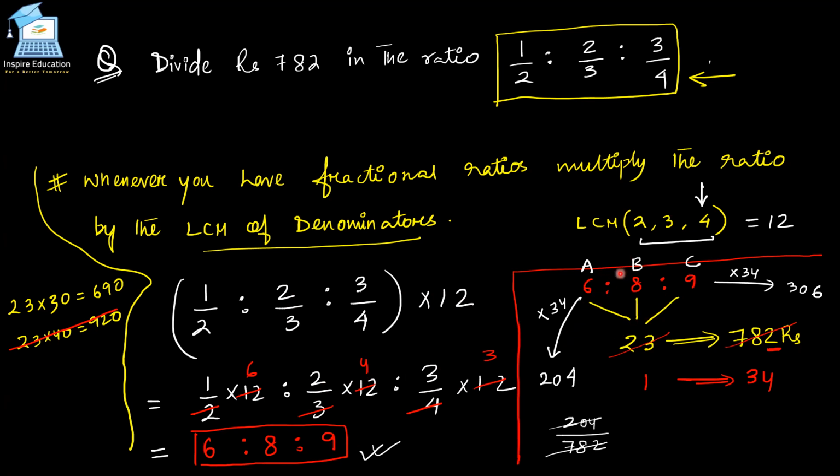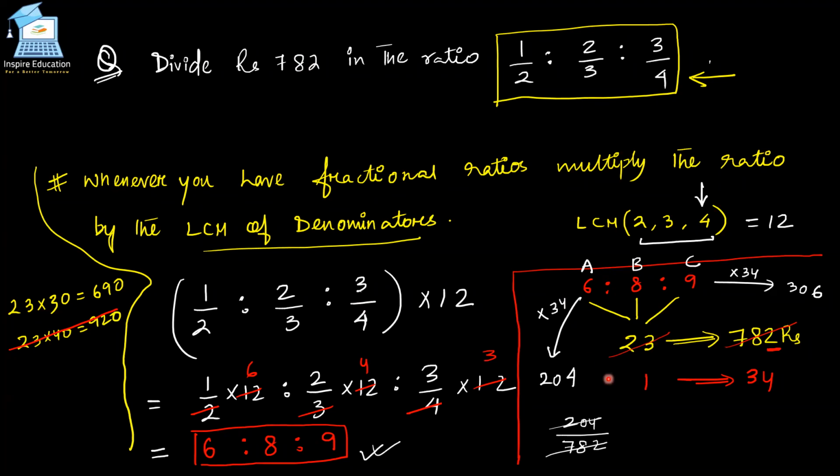Okay. Next, we have to write the ratio like this. For example, there are 3 persons A, B, C. So their share is in the ratio 6 is to 8 is to 9, and the total share is 782. So let us find the total. Rather, let us find the fake total from the ratio. The fake total is 6 plus 8 plus 9, which is 23.